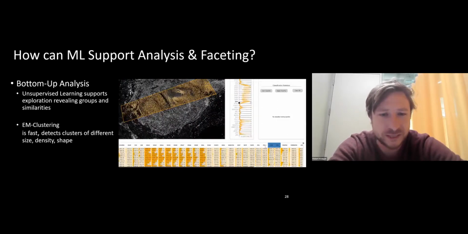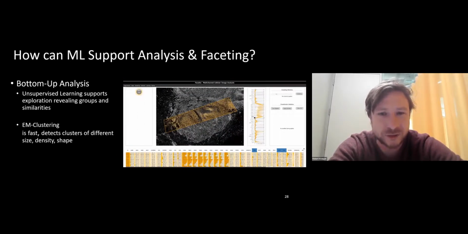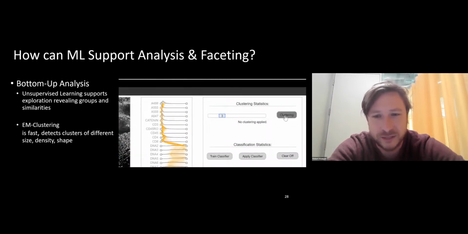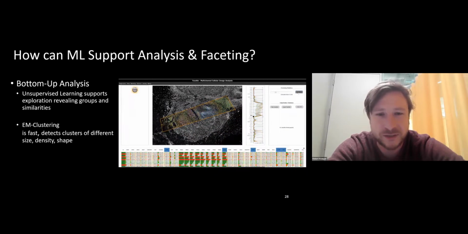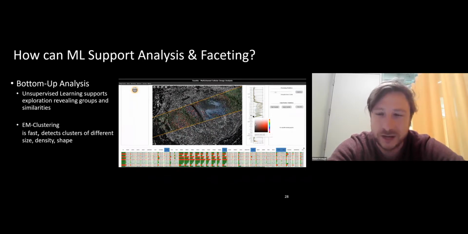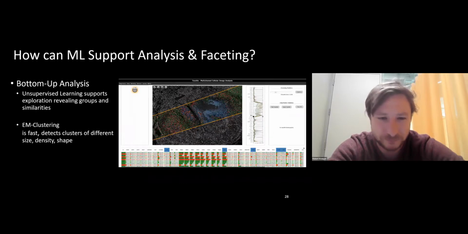So the user can select certain channels that should be considered for the clustering and select a region of interest, and then select a number of clusters for the clustering and can execute that clustering. And then the clustering is executed and automatically provides colors for each cluster. And you see how that looks then in the image space.